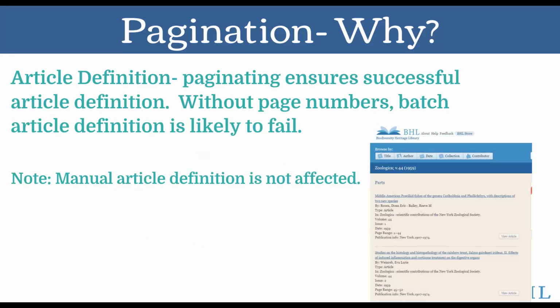Another important reason to paginate in BHL is because of article definition. Paginating ensures successful article definition. Without page numbers, batch article definition is likely to fail. Please note that manual article definition is not affected.